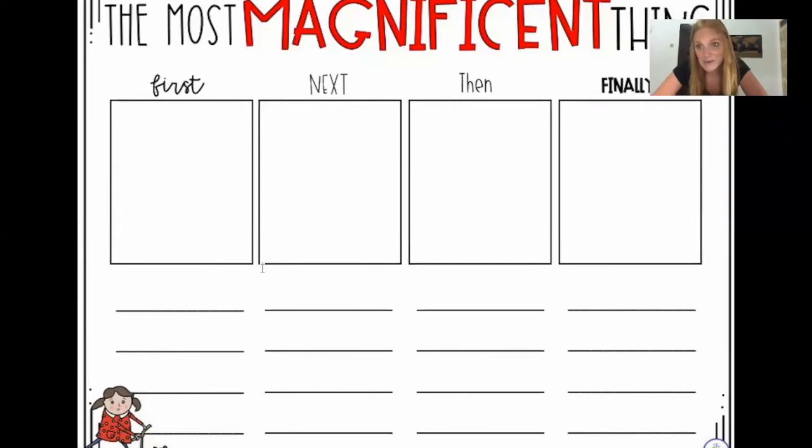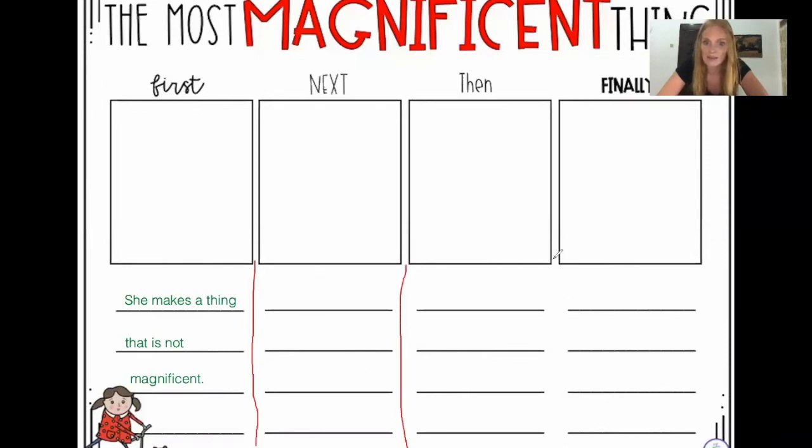So if you look at this worksheet, all you need to do where it says first, we're just going to copy that same exact sentence. She makes a thing that is not or isn't magnificent. Full stop. Once you write this, you draw your picture. Now, notice that this worksheet, you don't want to write past these lines right here, because this is for next, this one is for then, and the last one is for finally.